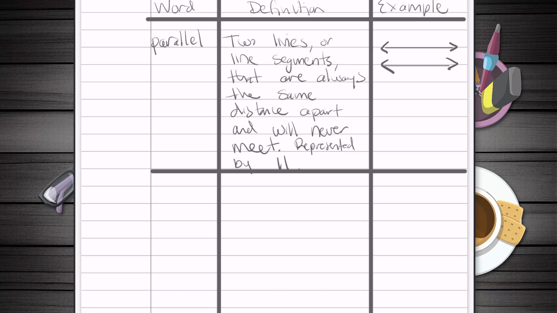Our next term is perpendicular. P-E-R-P-E-N-D-I-C-U-L-A-R. Perpendicular are 2 lines that intersect, meet or cross, at a 90-degree angle. 2 lines intersect, so they either meet or cross at a 90-degree angle.